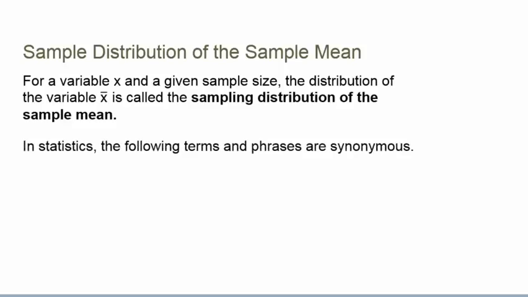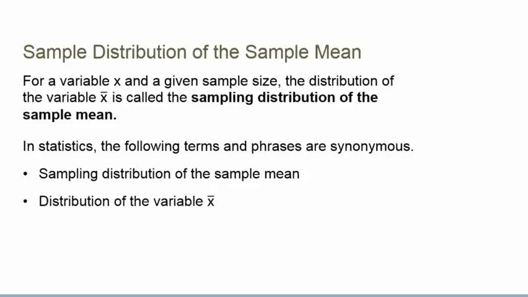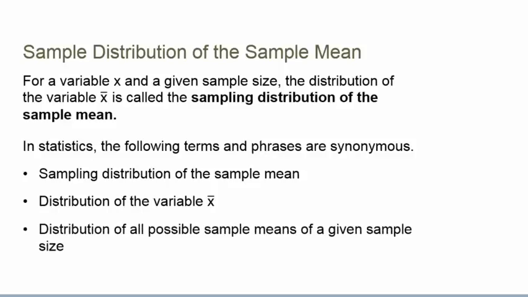In statistics, the following terms and phrases are synonymous. Sampling distribution of the sample mean. Distribution of the variable x bar, or sample mean. Distribution of all possible sample means of a given sample size.